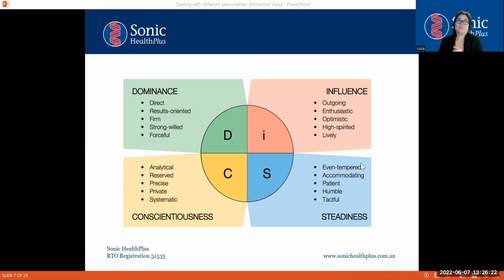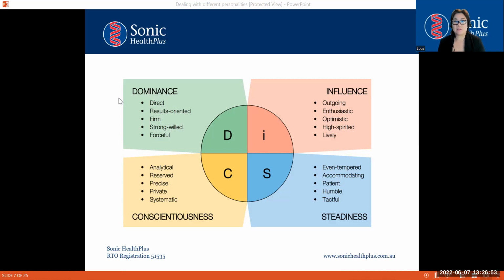Okay, so 4 personality types. Now, according to the DISC tool, there are 4 personality types: D, I, C, and S, as you see on the screen. Now, the top quadrant here that has dominance and influence, the communication style or pace is fast, okay, and quite different in terms of the mood they set and what their priorities are.